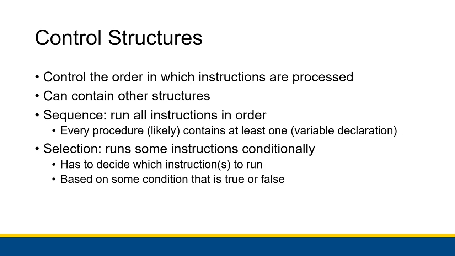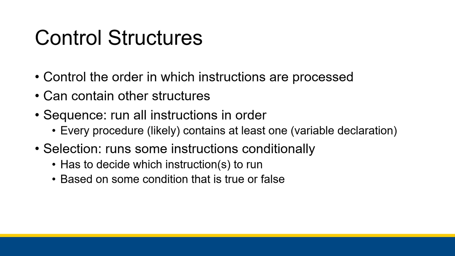This chapter is all about the selection structure, which runs some instructions conditionally. It is selecting, in a sense, which instructions are actually being run based on some kind of condition that is true or false, a Boolean expression, in fact, that evaluates to true or false. It's deciding based on the value of the condition, whether it's true or false, do I run this whole bunch of instructions, instruction set A, or do I run instruction set B?